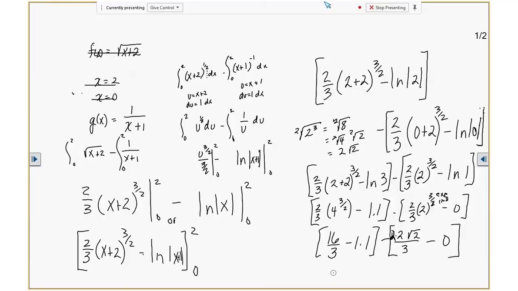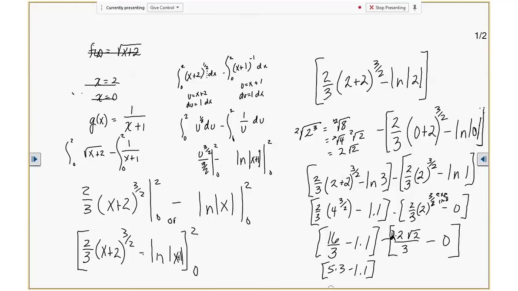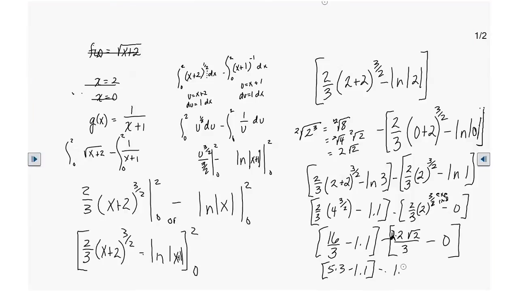Y'all said that's 3.3, right? 3.33? No, 1.33? No, I'm sorry. 3 will go in there. 5.33. 5.3 minus 1.1, minus, this comes out to be 4 over 3, which is 1.33. So that's 1.33.